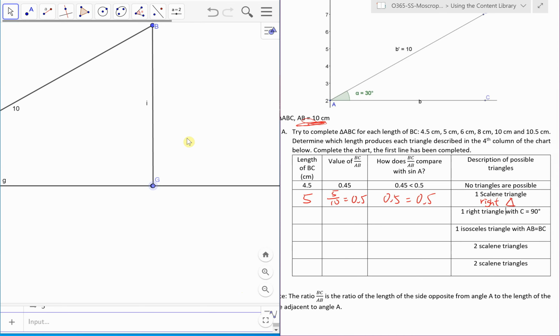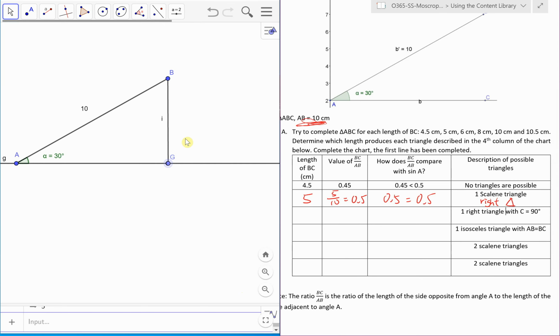All right, it's a special scaling triangle, right? It's a right triangle. Okay, so now I'm gonna delete this line right here again. Actually, never mind, because I see here it says one right triangle with C equal to 90. That's not where I'm gonna put it. This is 5 out of 10, which is 0.5. 0.5 is equal to 0.5. It gives you exactly one right triangle with C equal to 90 degrees.